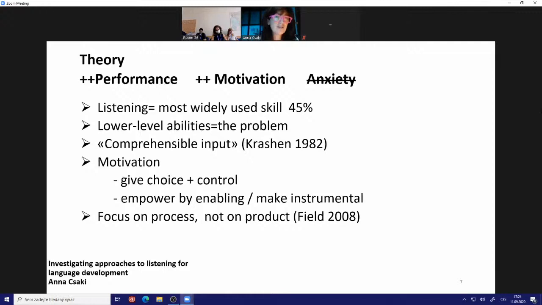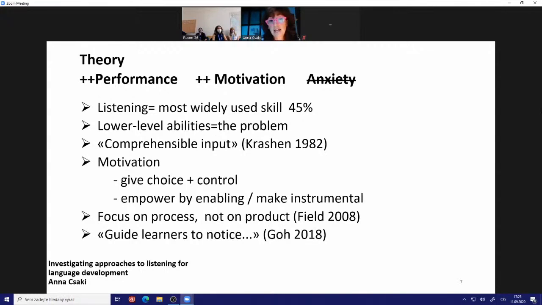Did you not hear the word? Did you not know the word? Did you not hear the ending? Did you not recognize the grammar? What about the stress, the word order? What was it that was giving you problems?